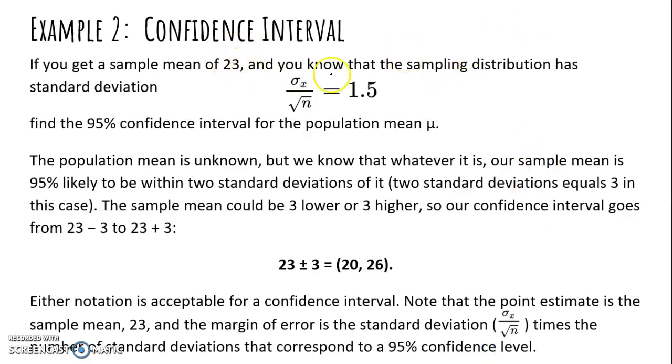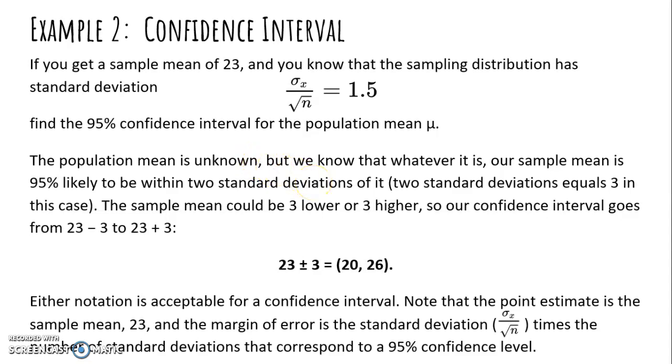All right, example 2, confidence interval. If you get a sample mean of 23 and you know that the sampling distribution has a standard deviation of 1.5, this is when we take the population standard deviation divided by the square root of n. Find the 95% confidence interval for the population mean. So the population mean is unknown because we are trying to find the confidence interval to estimate the population mean, so we don't know it.